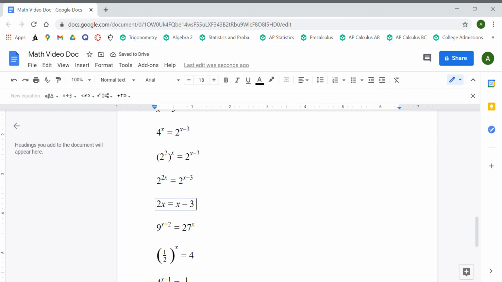We've got variables on both sides. We're going to cancel them out so they're only on one side. I'm going to subtract x here. So it's x equals negative 3.